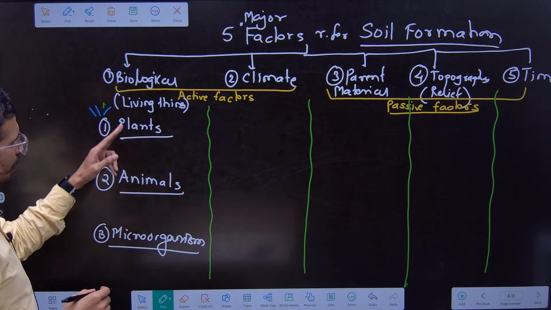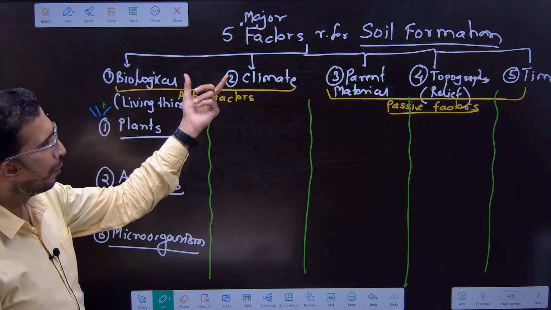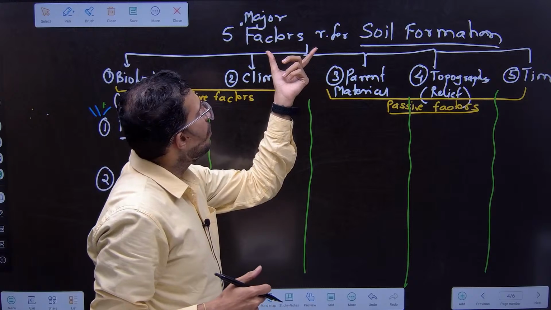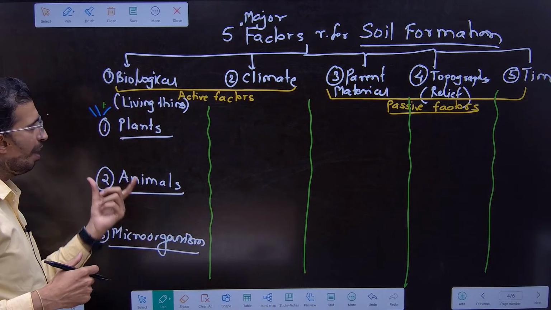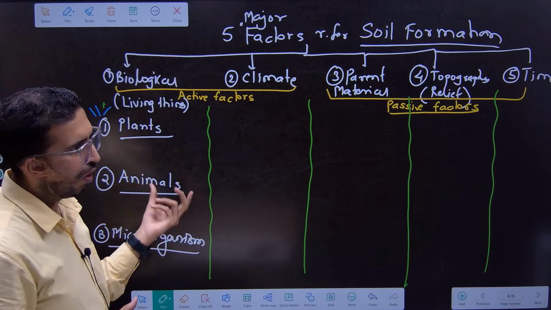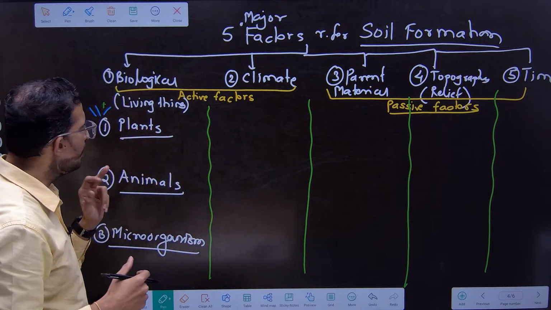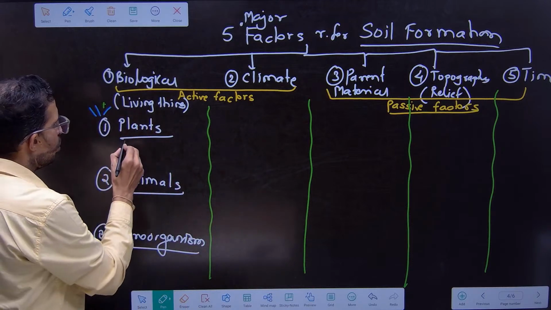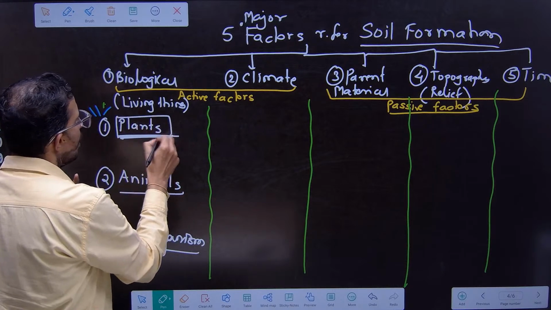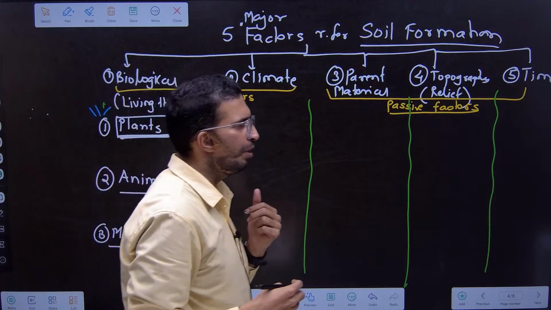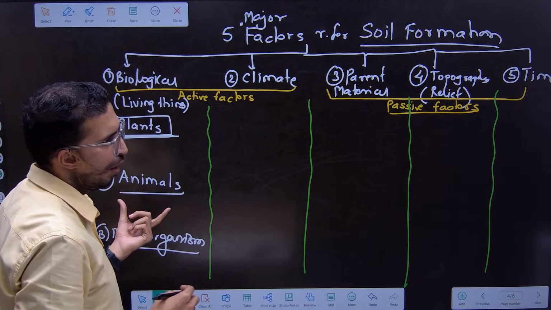Now we are going to see how we are approaching the 5 factors responsible. Under the 5 factors, these are the micro topics, how these factors are individually responsible for the formation of soil. Regarding the plants, if you have seen the roots of plants, how these plants and animals are responsible for the formation.